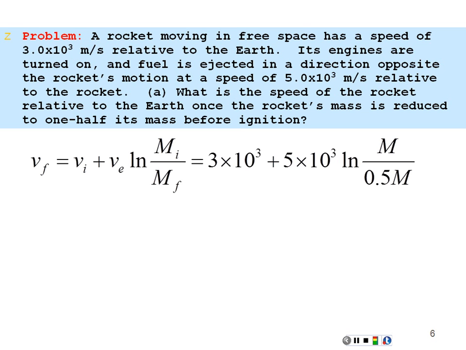Well, taking this equation that we just derived, our final velocity will be equal to our initial velocity plus the velocity of the exhaust times the natural log of our initial mass divided by our final mass. If we lose half of our mass, our final mass will be half of our initial mass. So we're going to have m over 0.5 m, which would be 1 over 0.5 or 2. So we have our initial velocity, 3,000, plus our exhaust velocity, 5,000, times the natural log of 2. That will give us a final velocity for the rocket of 6.5 times 10 to the 3 meters per second.